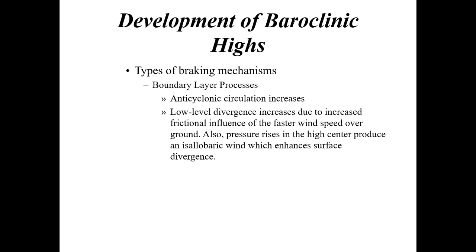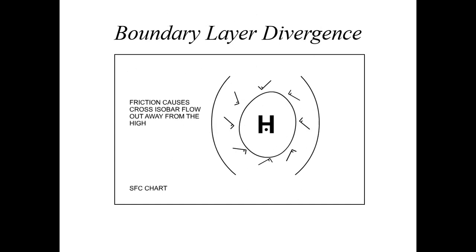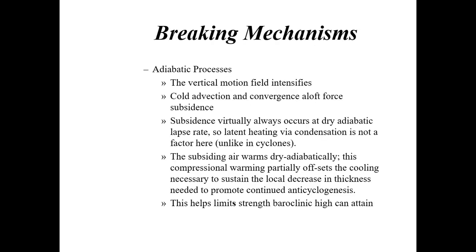As the low-level divergence spreads out along the Earth's surface, that wind is going to interact with many influences. Think about wind as it blows across the ground. You have trees, you have houses. That's going to result in a lot of frictional impacts, and that is not going to be favorable. Here is the boundary layer divergence situation. Friction is going to cause the cross isobar flow outward away from the center of the high pressure. That's the way this circulation and the wind blows outward away from the highs.